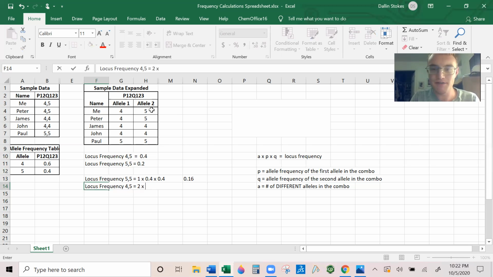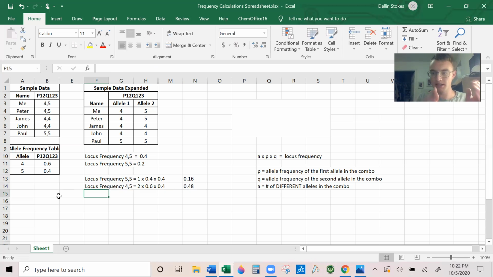Times the allele frequency of the first allele, because that's what P is. And my first allele is 4, so that's 0.6. Times the allele Q, which is the allele frequency of the second allele in the combo. So my second allele is a 5, so the allele frequency is 0.4. And if we do that, 2 times 0.6 times 0.4 is equal to 0.48.